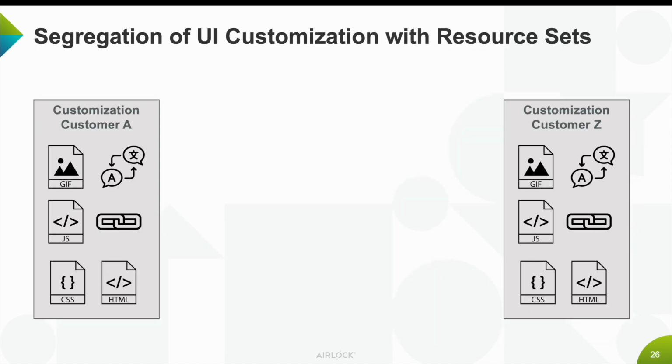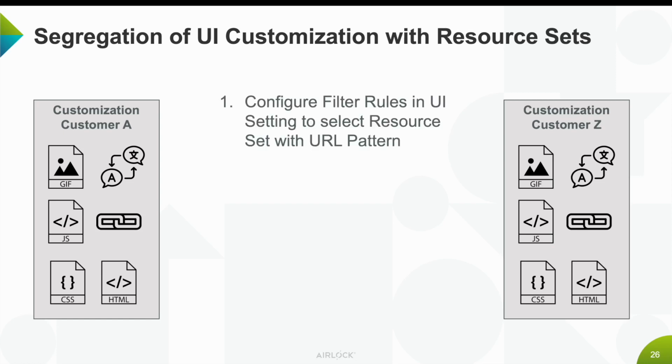We found a solution. What we do is we're still using the software design kit. We're creating the zip archive, but we're creating individual zip archives for the different customers. So you can have 10, 100, 1000 zip archives, and you just have to manage them. How do you do that? Well, you configure a filter rule in the UI settings of the login app to select the correct resource set with a URL pattern. So if it's URL pattern 1, then it's resource set 1. If it's URL pattern 2, then it's resource set 2, and so forth. And you can add as many of those as you want.